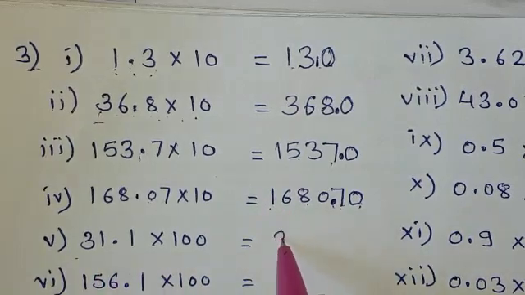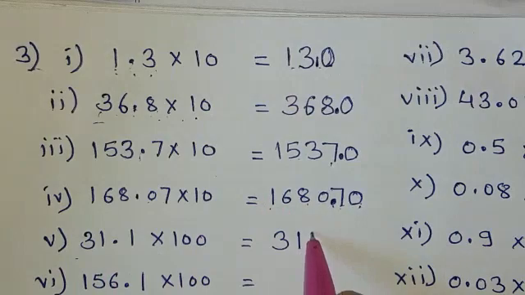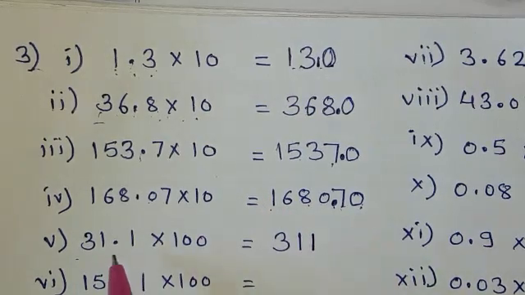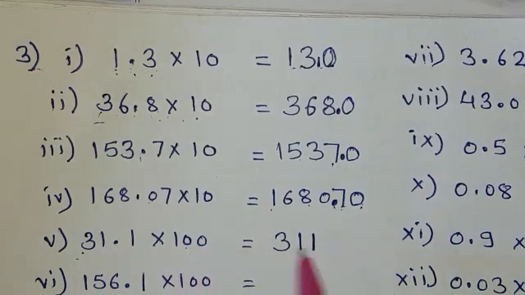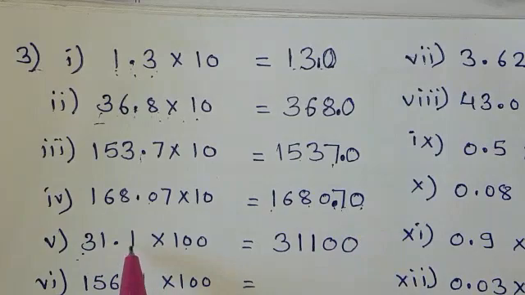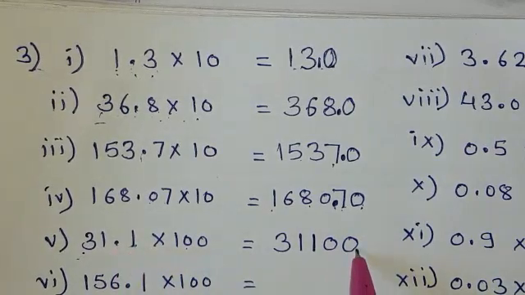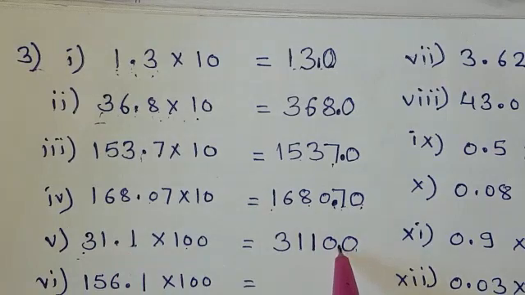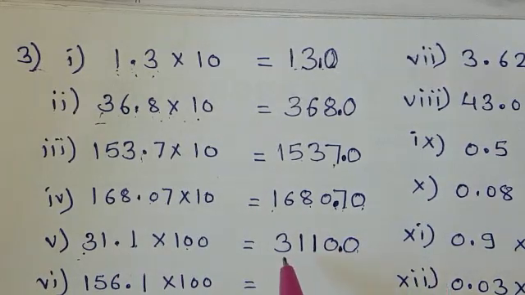Next one, I will write 31 and again 1 without the decimal. Now there are two zeros in 100, so I will give two zeros here. After the decimal point only one digit is there, so after one digit I will give the point. So my final answer is 3110.